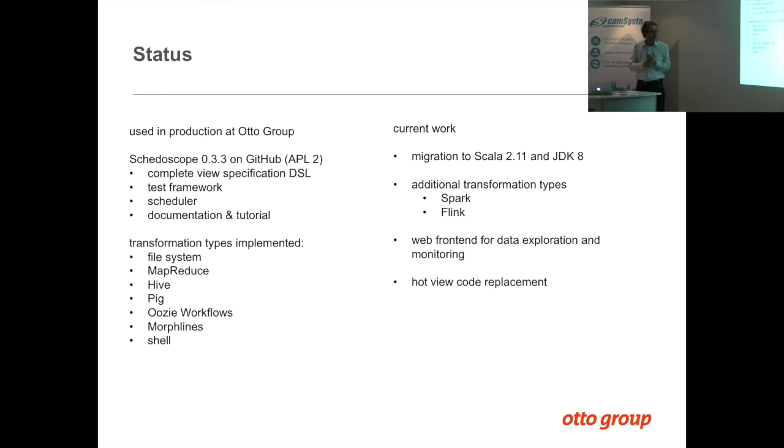As I said, we have a test framework, we have a scheduler, it's documented, there's a tutorial that you can download and run. We currently support file system transformations, this means copy operations from and to HDFS. We support MapReduce, Hive, Pig, Oozie workflow, and small files and shell transformations. We are currently working on migrating to Scala 2.11, and we plan to integrate natively Spark and Flink transformations. It's of course cool because it's a really natural match with Scala for writing views, with Scala for writing Spark jobs. Looks like a perfect match. And we are working on what we call replacement, and finally on a nice web front end as well.